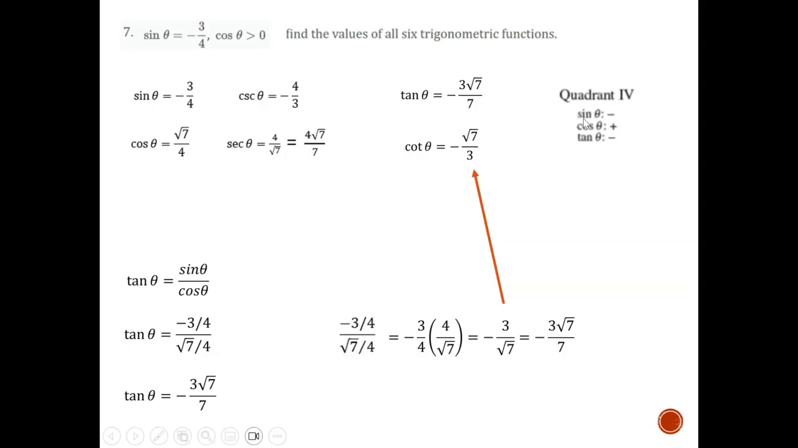And again, let's check the signs, right? Everything with a sine is going to be negative. The sine is negative, and also the cosecant, they're opposite reciprocals of each other, so that's good right there. Everything with a cosine is going to be positive, so the cosine and secant have to be positive, which they are. And the tangent and cotangent must be negative, so I know the signs are correct.